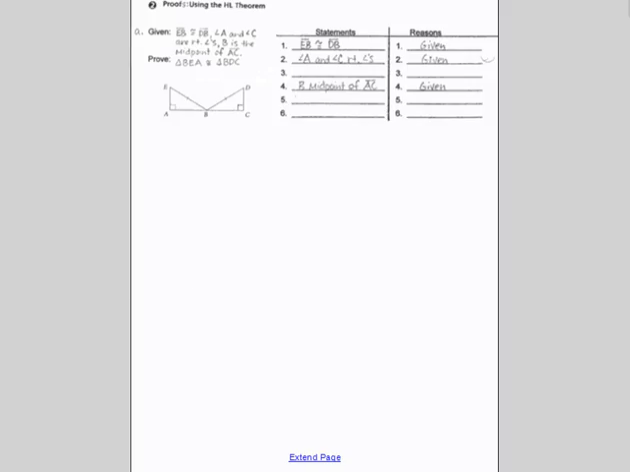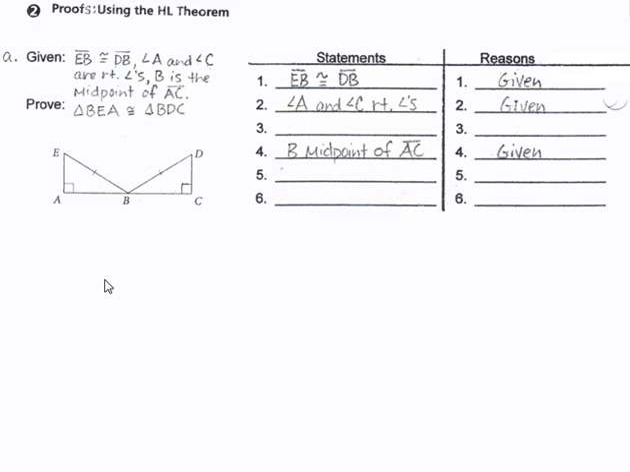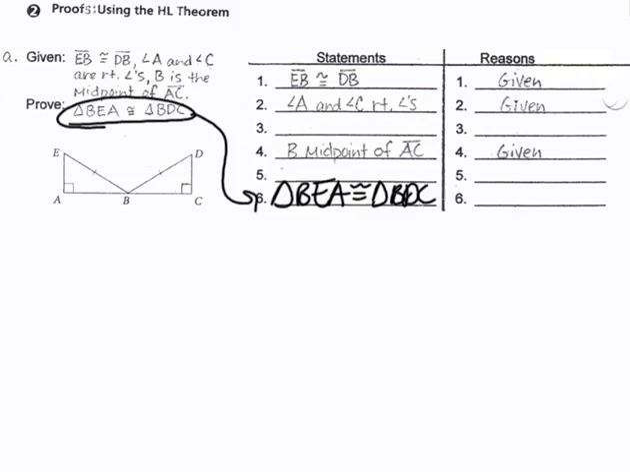Okay, now let's look at some proofs. All right, so same as the other triangle proofs, you're going to write what you need to prove at the end. So I'm going to write triangle BEA is congruent to triangle BDC. Okay, and I'm going to start with red. So I have a congruent length. I have EB congruent to DB.